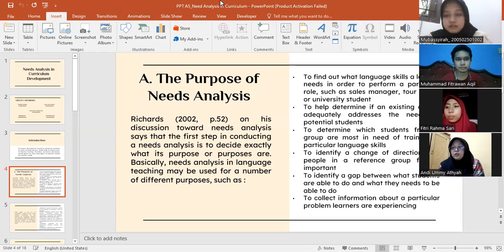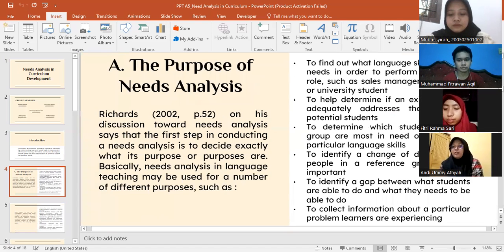The second is to help determine if an existing course adequately addresses the needs of potential students. The third is to determine which students from a group are most in need of training in particular language skills. The fourth is to identify a change of direction that people in a reference group feel is important. And five is to identify a gap between what students are able to do and what they need to be able to do. And the last is to collect information about particular problems learners have.